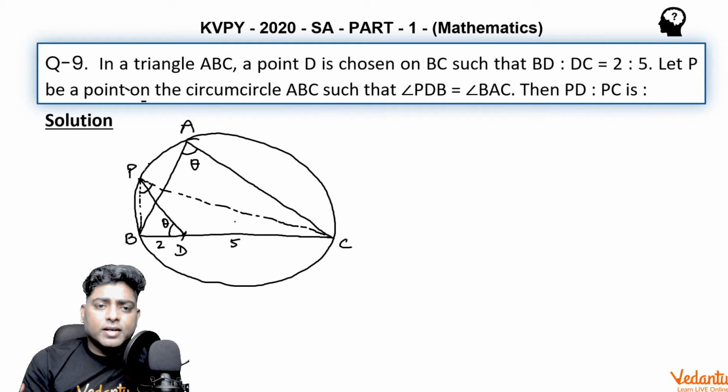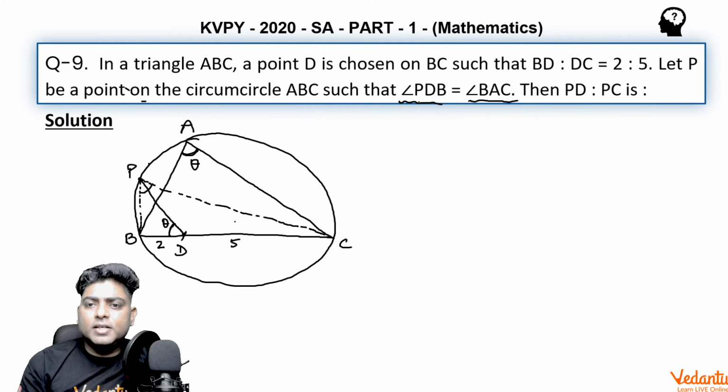However, we have to take care that P must be such that angle PDB is equal to angle BAC. So if we take the angle BAC as theta, then the angle PDB is also theta. Angle PDB is equal to angle BAC, right? So what is the ratio PD is to PC? So I join P with C, then I join P with B also.